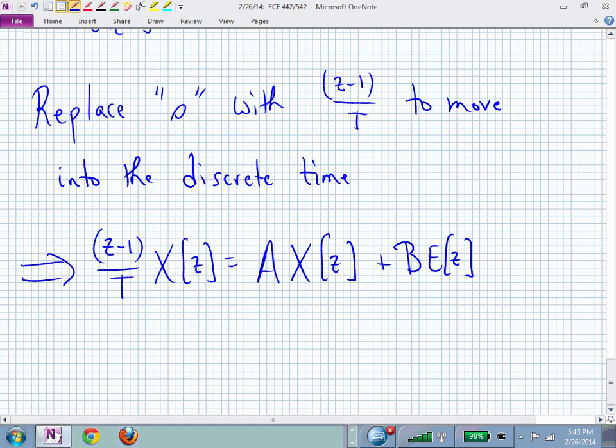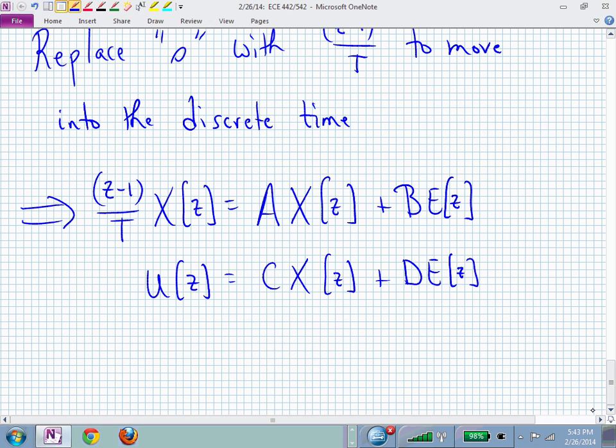And there's the AB with x and e. And we can write down pretty easily the output formulation in terms of u, x, and e. Now, what we want to do is move back into the time domain from this discrete time setting.